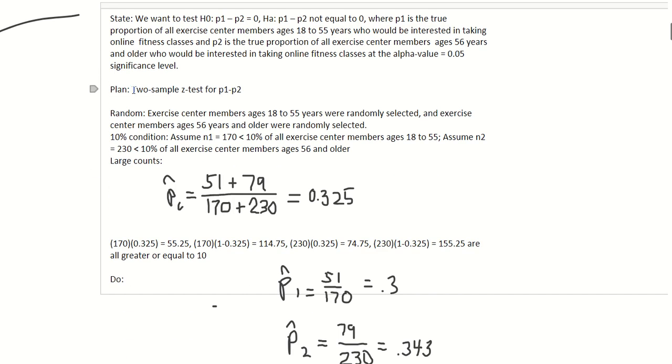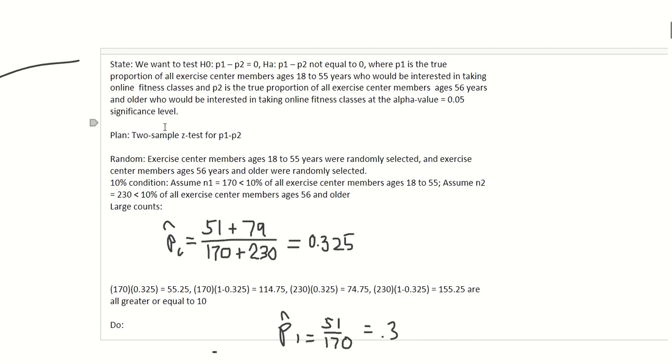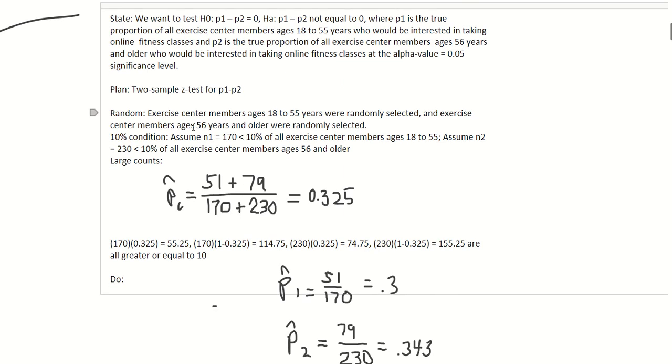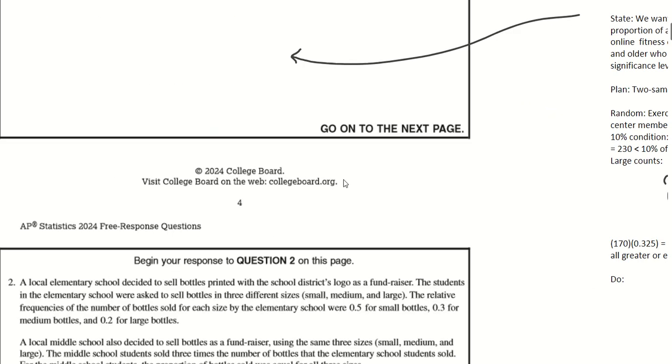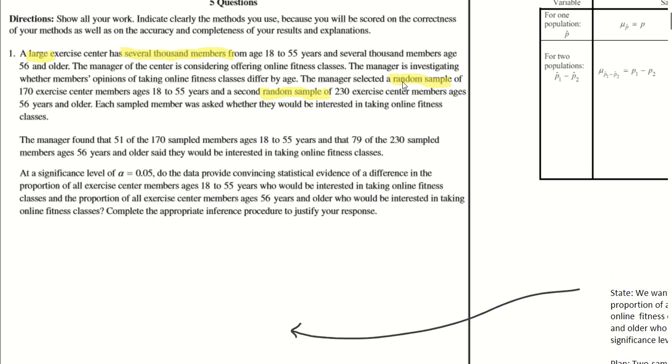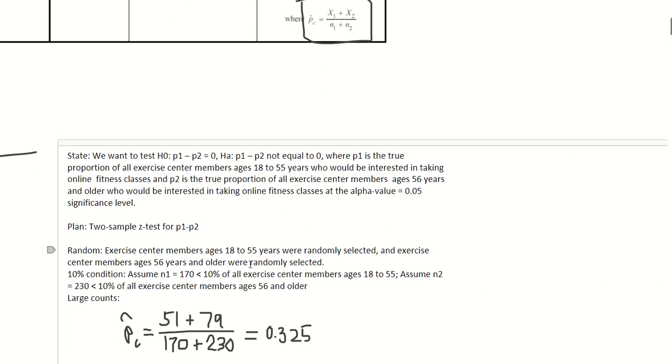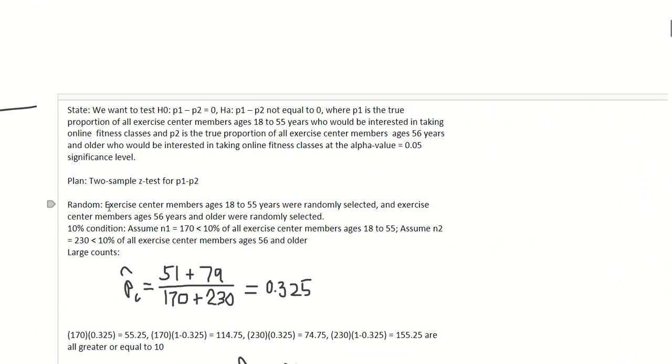So moving on to the plan section, we need to state specifically what test we're doing. We are doing a two-sample z-test for P1 minus P2. And then we also need to make sure that we meet all the conditions to conduct this test. The first condition is random. And as you see in the problem, it says that they obtained random samples. So you simply state that.